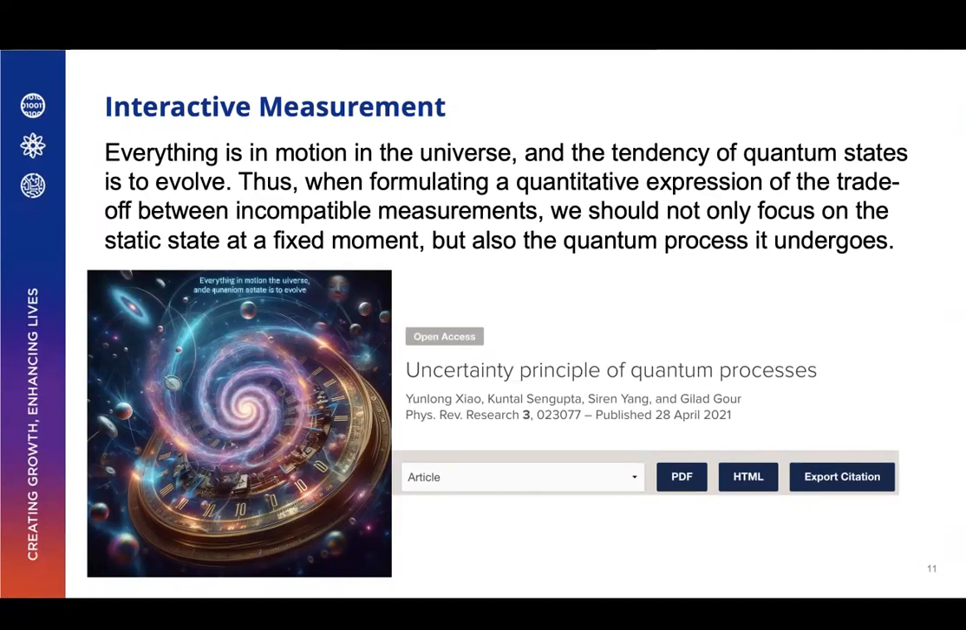Part one is that the system will evolve all the time because there's a Hamiltonian, and the quantum state at a fixed moment never really exists because time flows. So we need to generalize the uncertainty principle from the state case to the quantum channel case. This is work with Gilad together. We introduce the uncertainty principle of quantum processes.